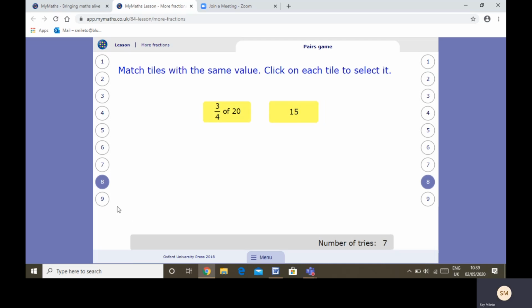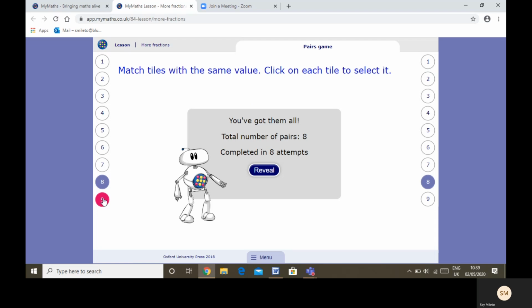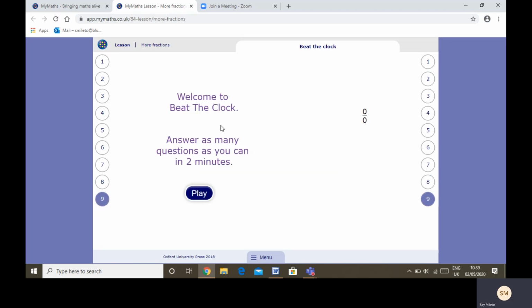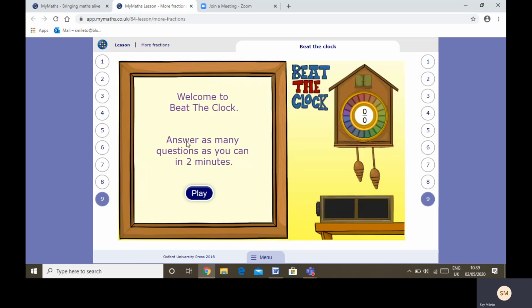The final slide is for you to have a go at beating the clock. Answer as many questions as you can in 2 minutes. And remember, it would be amazing if you could put your answers in the blog, and I'll give you a big shout out in tomorrow's blog, just like I did for the Monday, Tuesday blog. Okay? That would be really good.